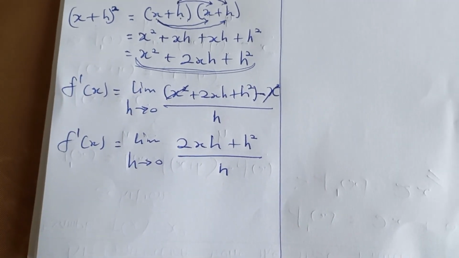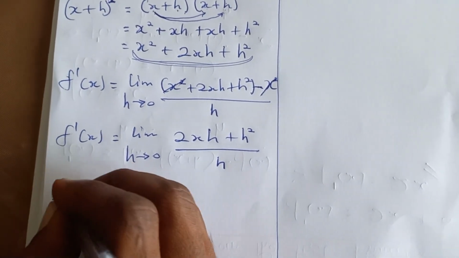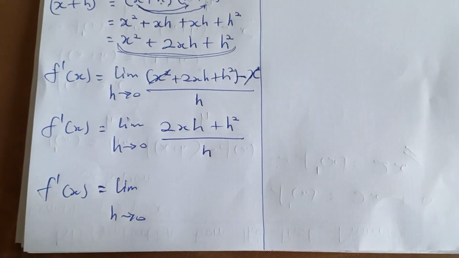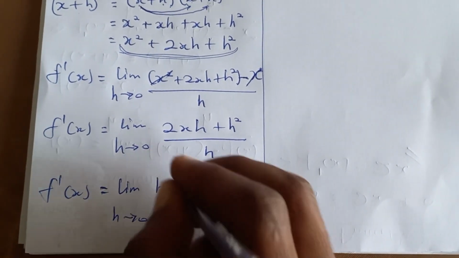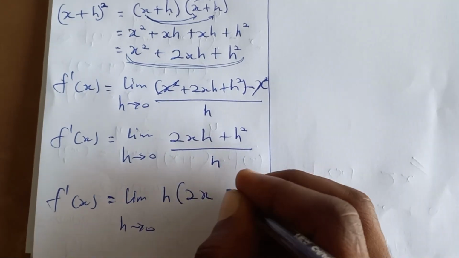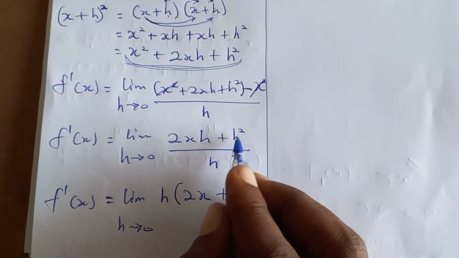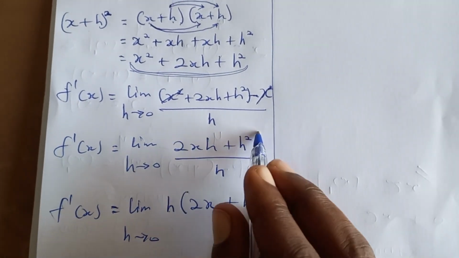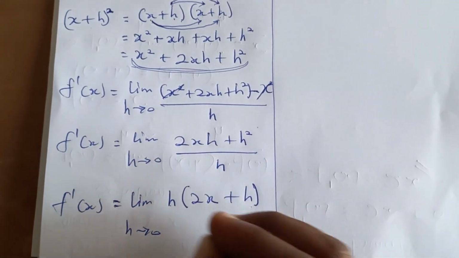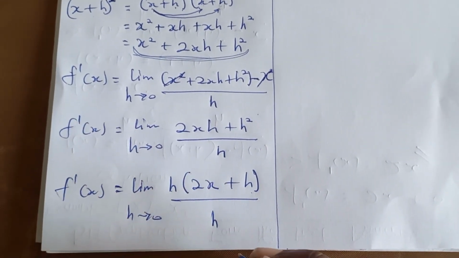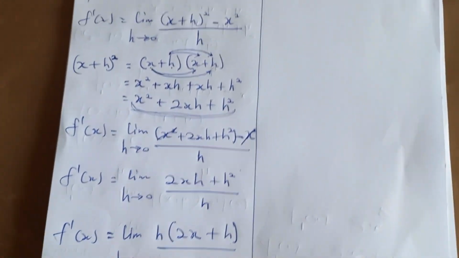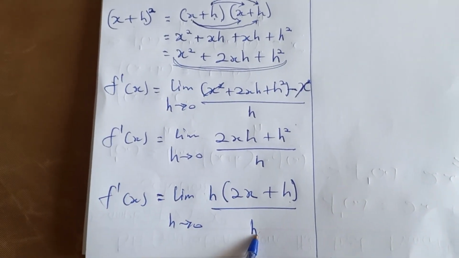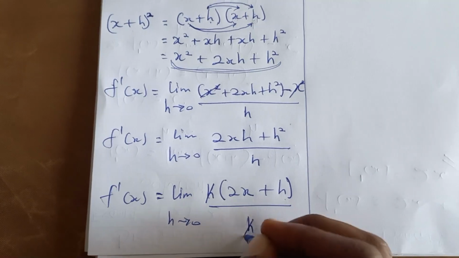Can factorize h outside. So you get f prime of x is going to be the limit as h approaches 0. We get h outside, 2x plus h, because this one is squared, so we move one outside. So h times h, you see that we are getting h squared back. Good. All over h. Now you see that we can cancel out the h. So this one can cancel this. We cancel out. Okay.